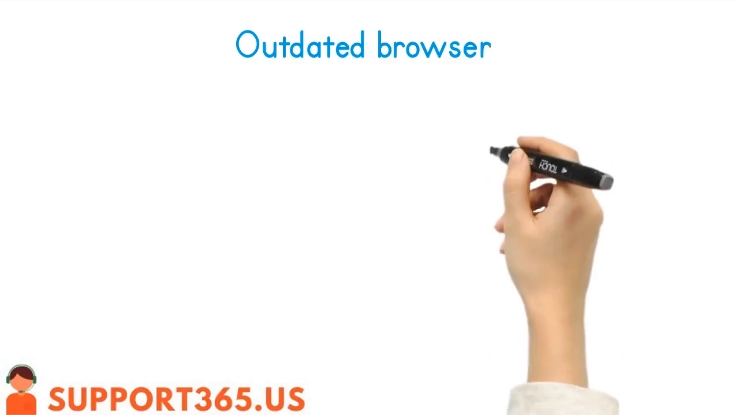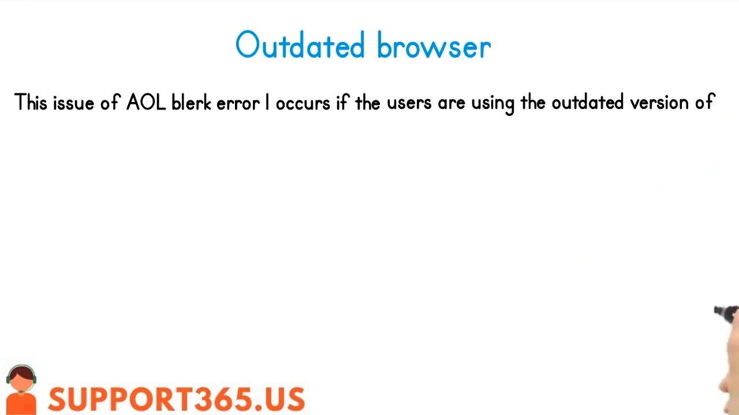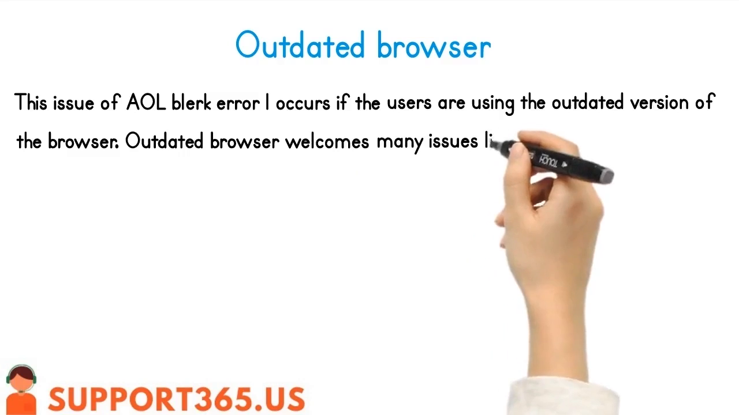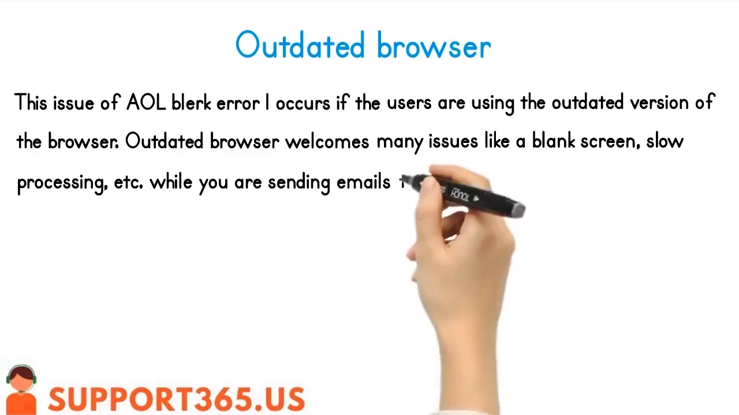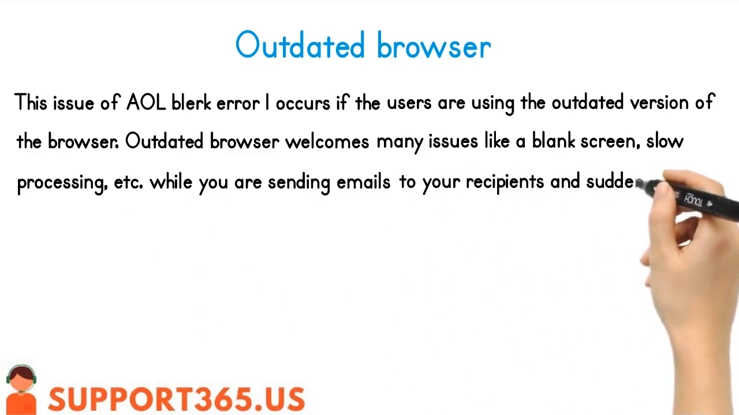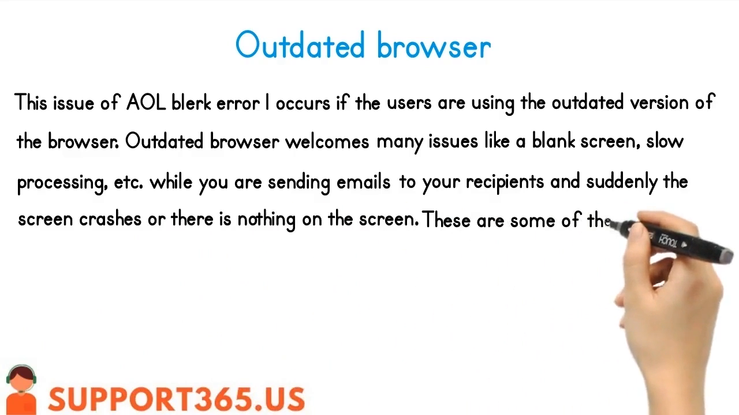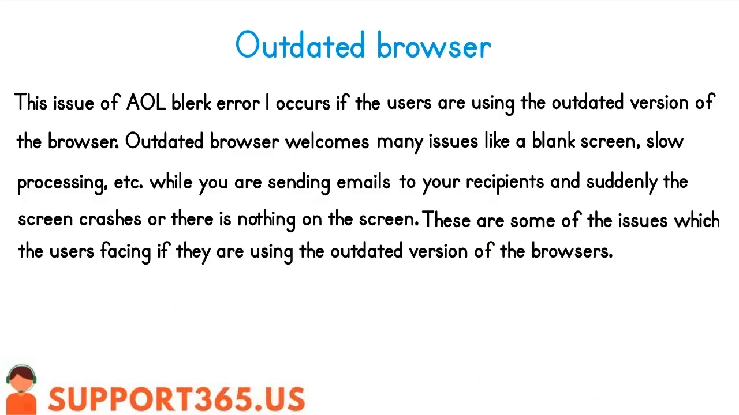Outdated browser. This issue of AOL blerk error 1 occurs if the users are using an outdated version of the browser. An outdated browser welcomes many issues like a blank screen, slow processing, etc., while you are sending emails to your recipients and suddenly the screen crashes or there is nothing on the screen. These are some of the issues which the users face if they are using an outdated version of the browsers.